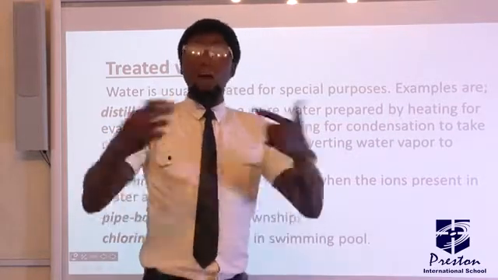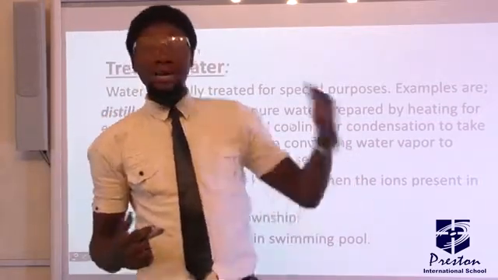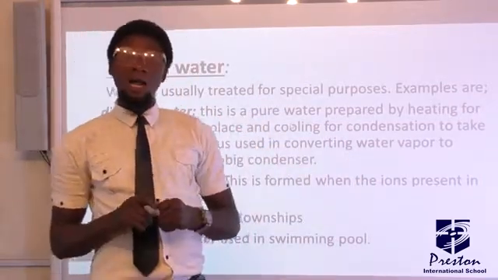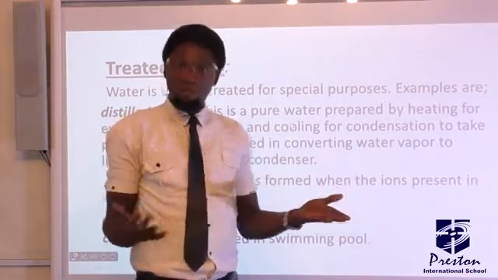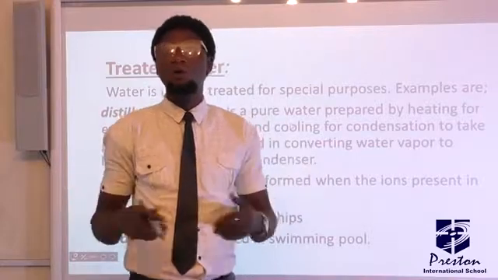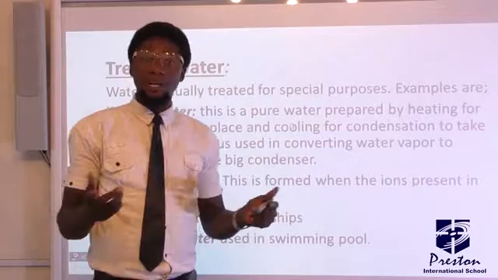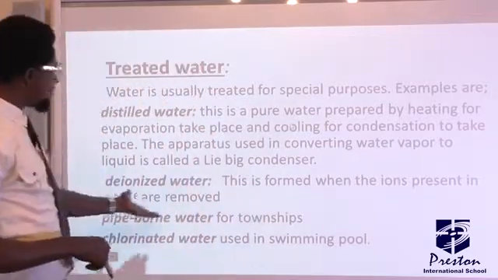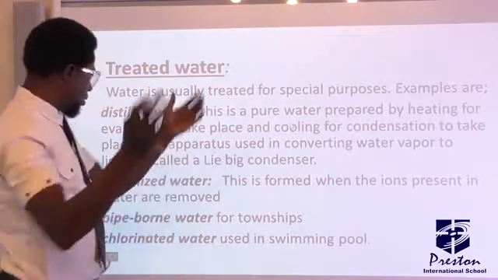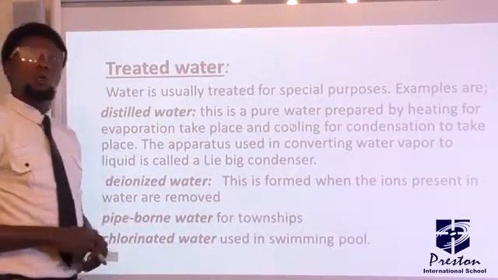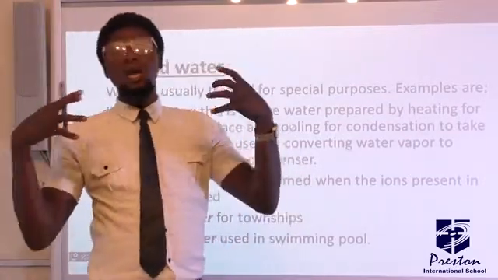You can also have ionized water as well. That is a type of water to which you have added a certain level of ions, which is required as a specific nutrient. Take, for instance, calcium, which is responsible for development of bones. You can add this to your water if it is not in abundance. Then another one is pipe-borne water. This is water that is treated for municipal supply, for a township. And the last one is chlorinated water, which is gotten from treating water with the help of chlorine.